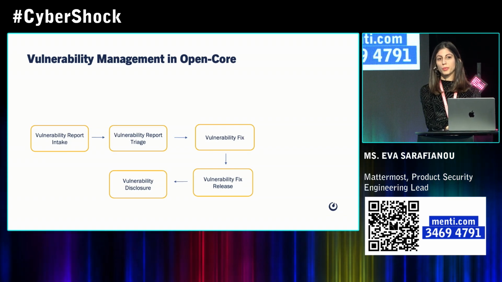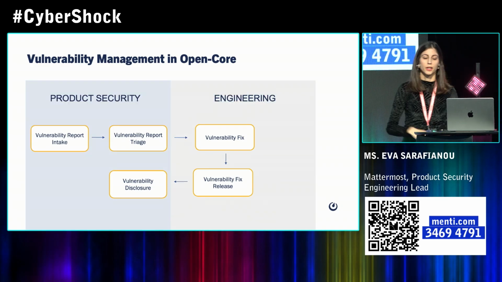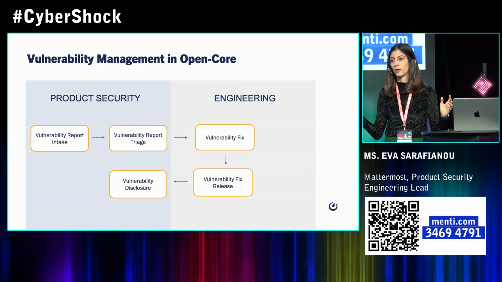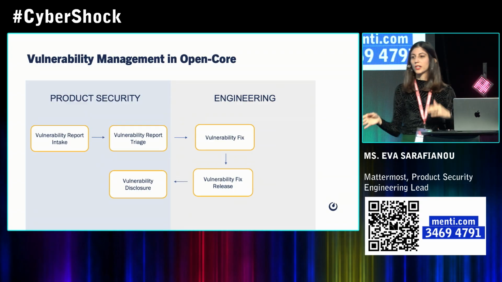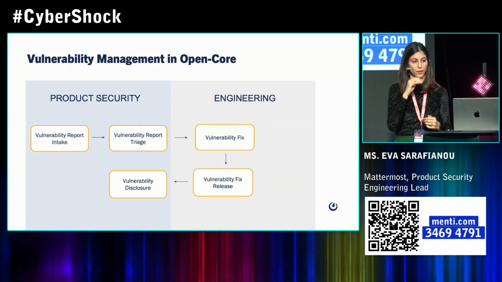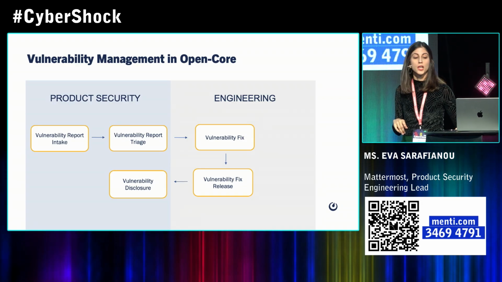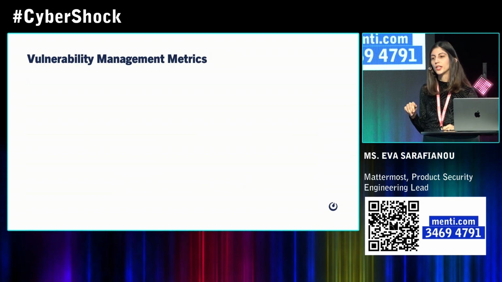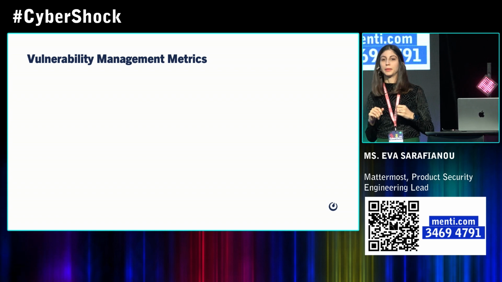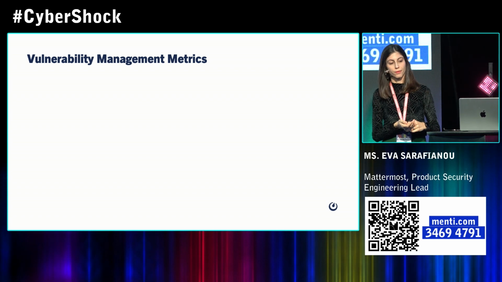It is also important to be clear when designing the program on what the responsibilities are and how they're split. Usually, security takes care of the two ends of the process: intake, triage, and finally the disclosure. Engineering usually works on the fix and the fix release. We will cover each of those phases separately, but before we do that, we need to think of what a good vulnerability management program looks like. And this will drive what kind of metrics we want to have.